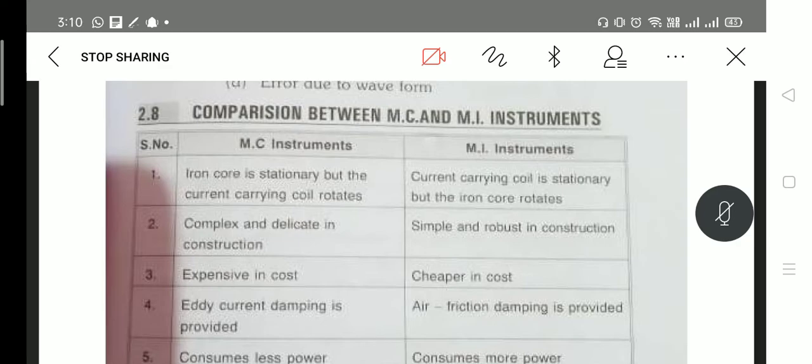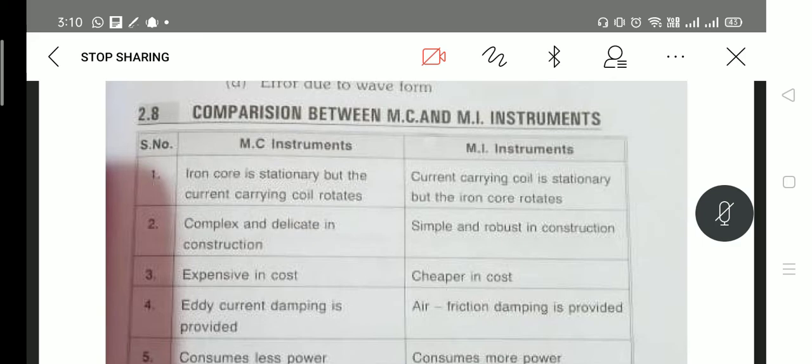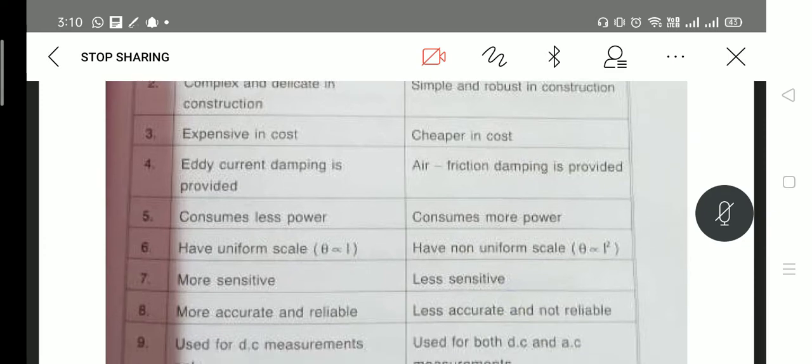In the MC type we are using eddy current damping, and in the MI instrument we are using air friction damping, and it consumes less power. MC consumes less power, MI consumes more power.